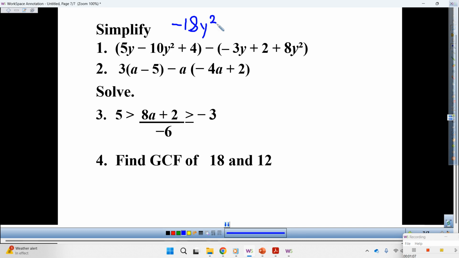Negative 18y squared plus 8y plus 2. Hands if you got that? That is correct. Now, if you didn't get that, remember, distribute the negative into each of these terms and then start combining after that. Number 2. Tell your neighbor what you got, then Denise is going to get us the answer for that one.